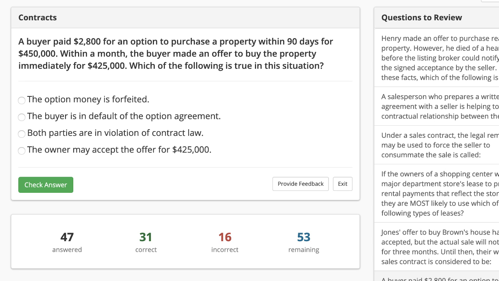Right. A buyer paid $2,800 for an option to purchase a property within 90 days for $450,000. Within a month, the buyer made an offer to buy the property immediately for $425,000. Which of the following is true in this situation? Is that A, the option money is forfeited, B, the buyer is in default of the option agreement, C, both parties are in violation of contract law, or D, the owner may accept the offer for $425,000. What does everybody think here?